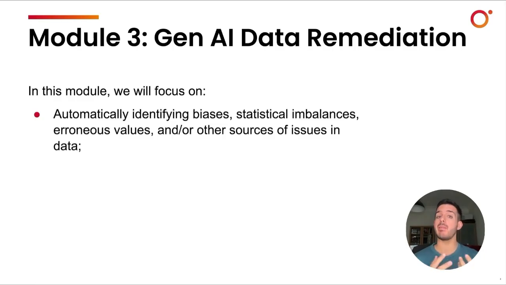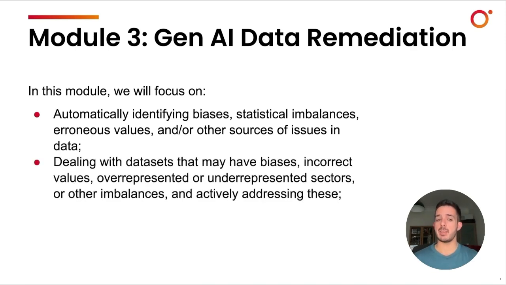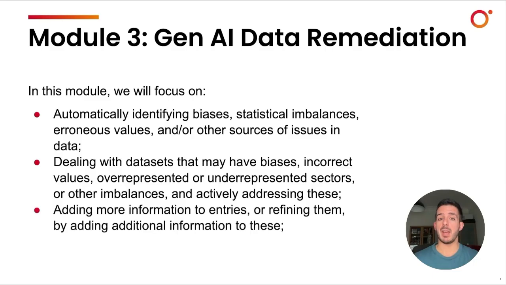Well, for example, automatically identifying biases or statistical imbalances or erroneous values or other sources of issues in data by leveraging GenAI. Or, for example, how to actually deal with datasets that may have biases, incorrect values, overrepresented or underrepresented sectors, or other imbalances, and actively addressing these. Or in other words, using GenAI to actually fix data, if you will, remedying data. Or, for example, how to add more information to increase or refine those entries by adding additional information to these. And GenAI is very good at summarizing and taking information from context or additional sources to embed in data fields.